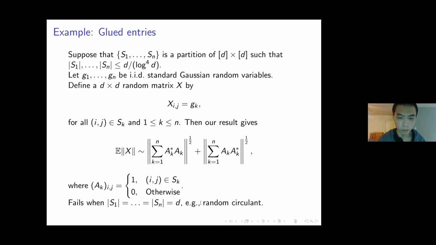And then for random circulants, we have a square root of log d. So this result would fail for random circulant. So if we just relax this to equal to d, this already fails.